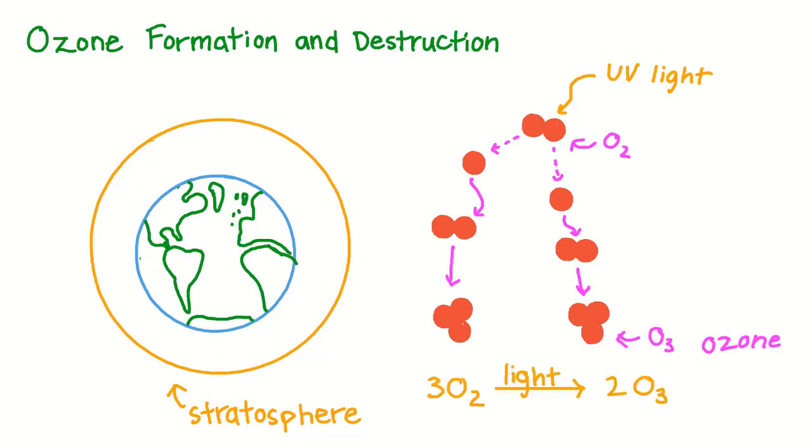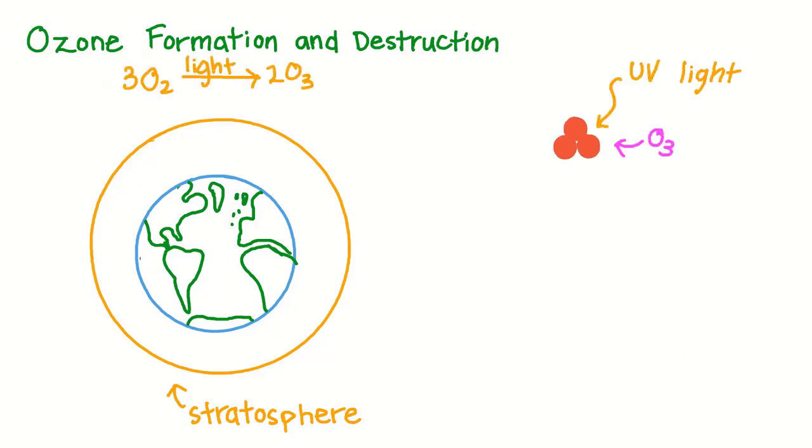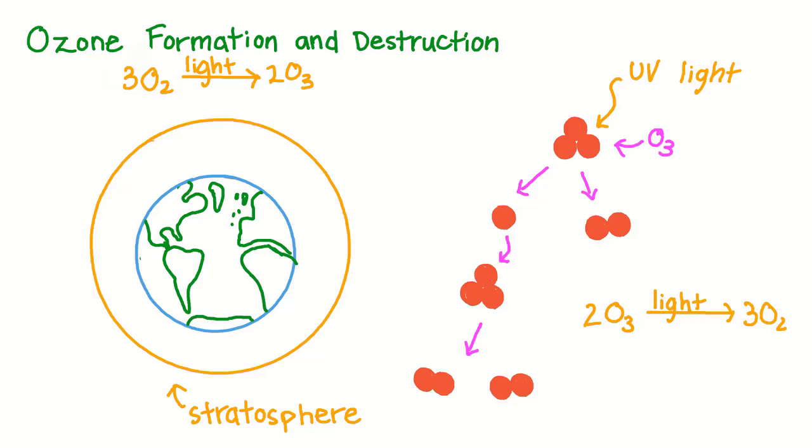So the overall reaction for the formation of ozone is 3 molecules of oxygen reacting to form 2 molecules of ozone. The UV light from the sun can also cause this reaction to go in the other direction. The UV light can break apart the molecule of ozone, creating 1 molecule of oxygen and an oxygen atom. This oxygen atom can then collide with another molecule of ozone, causing it to form 2 more molecules of oxygen. So the overall reaction for the destruction of ozone is 2 molecules of ozone reacting to form 3 molecules of oxygen.